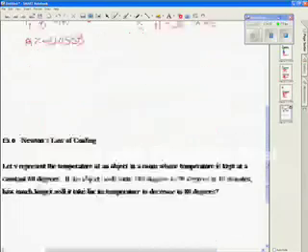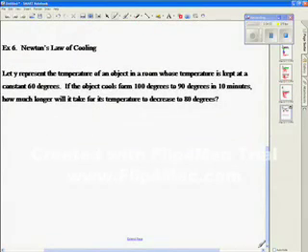All right, Newton's law of cooling. This is a long, small picture of an object in a room whose temperature is kept at a constant 60 degrees. If the object cools from 100 degrees to 90 degrees in 10 minutes, how much longer will it take for its temperature to decrease to 80?